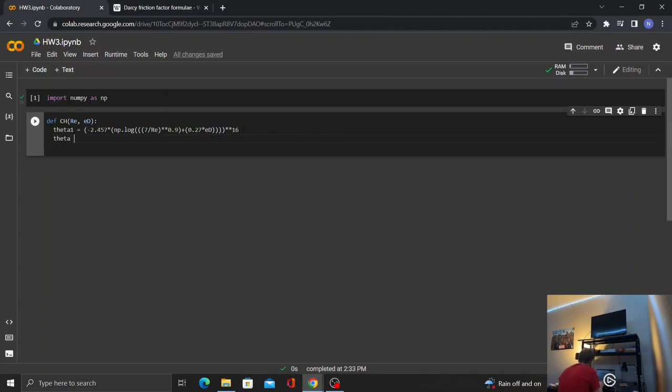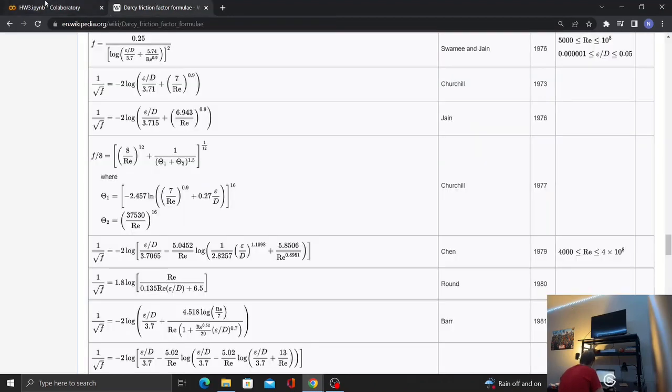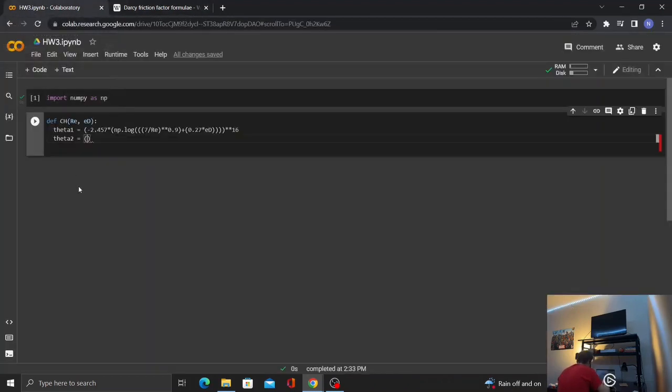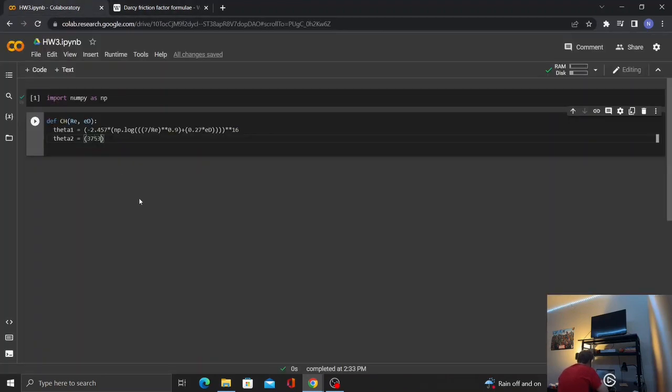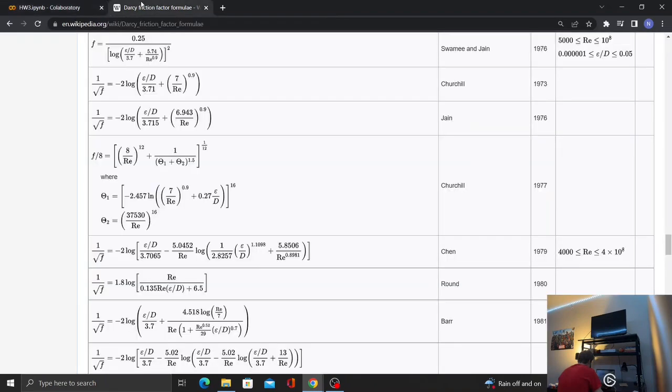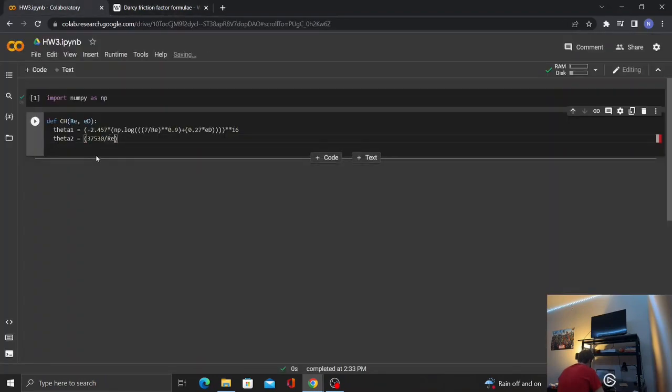Now we can do our theta 2, which will just be 37,530 over Reynolds number, all to the 16th power.